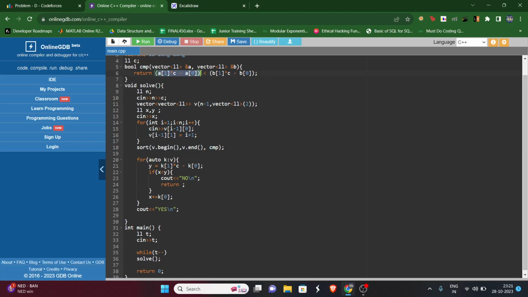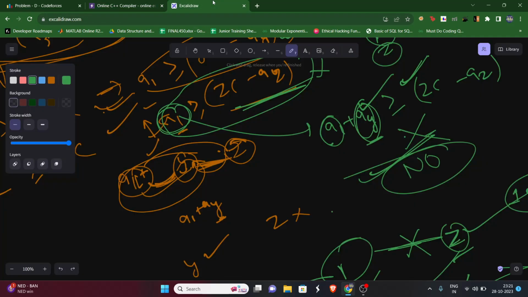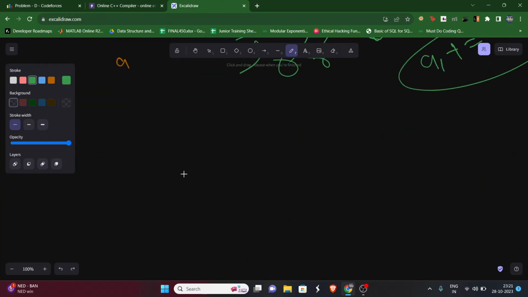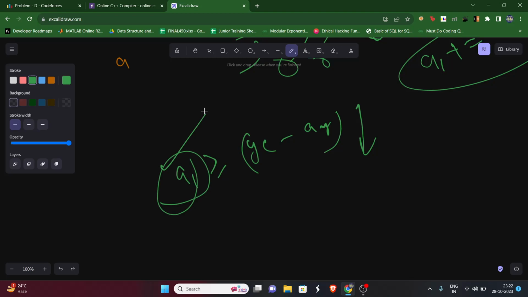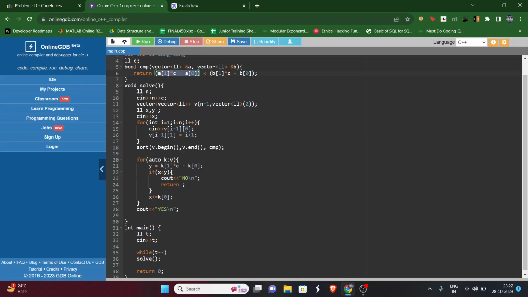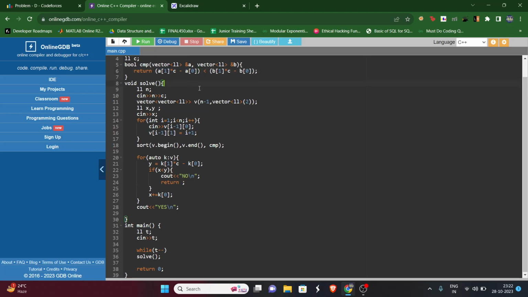Then we are sorting on the basis of the same value, because we know that A1 should always be greater than YC minus A of Y. So the lesser the value it has, the more the chances to satisfy the condition. So we are sorting in the same fashion, whichever has the lower value, we will put that first.